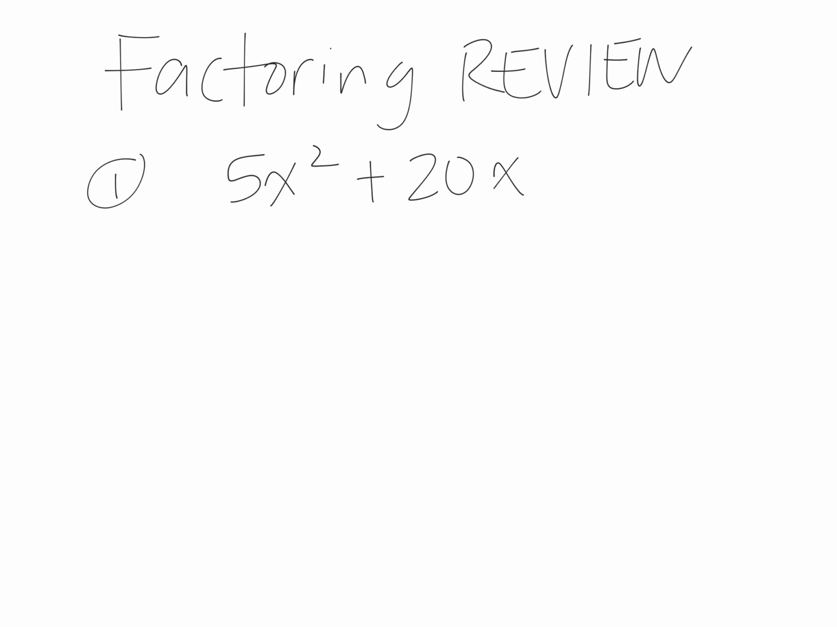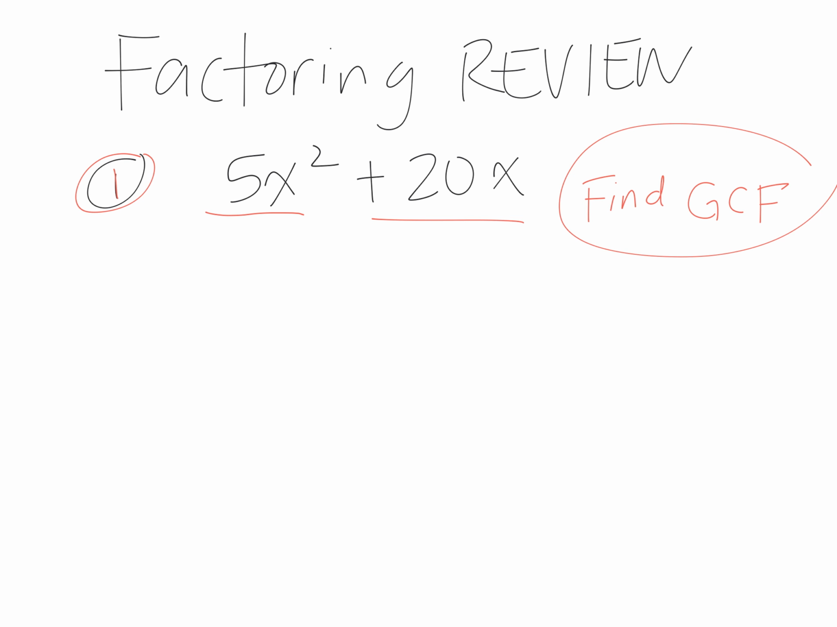So at the beginning of the chapter, we looked at what to do if you're given an expression that has only two terms, for example, 5x squared and positive 20x are the two terms. How would you factor this? What would you find? Finding the greatest common factor. So the first method of factoring you learned was to see if there is a greatest common factor.